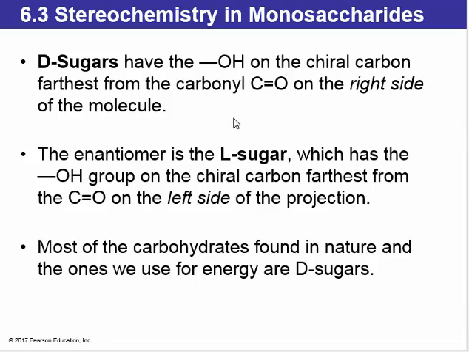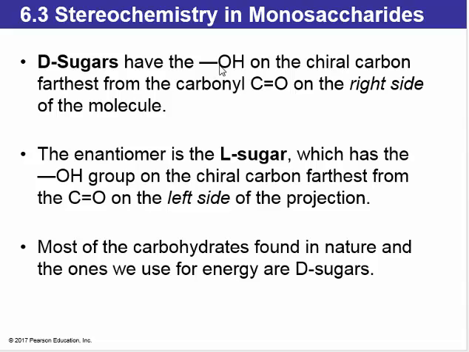Enantiomers, or mirror images, of monosaccharides are characterized by either D or L. The assignment of D versus L depends on the Fischer projection. When we look at the Fischer projection, we identify which side the hydroxyl group is on the chiral carbon that is farthest from the carbonyl carbon. The carbonyl carbon is C1, and the last chiral carbon in the numbering system determines whether it's D or L.